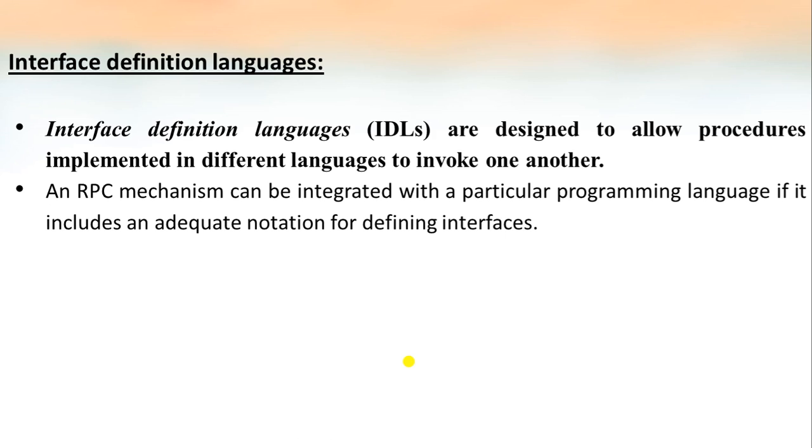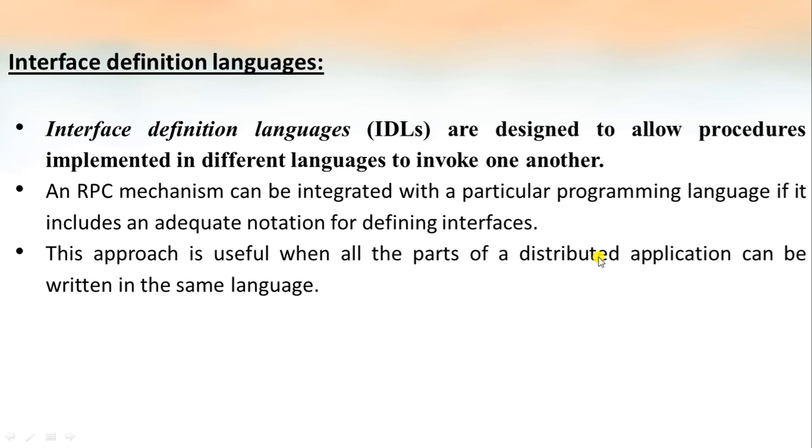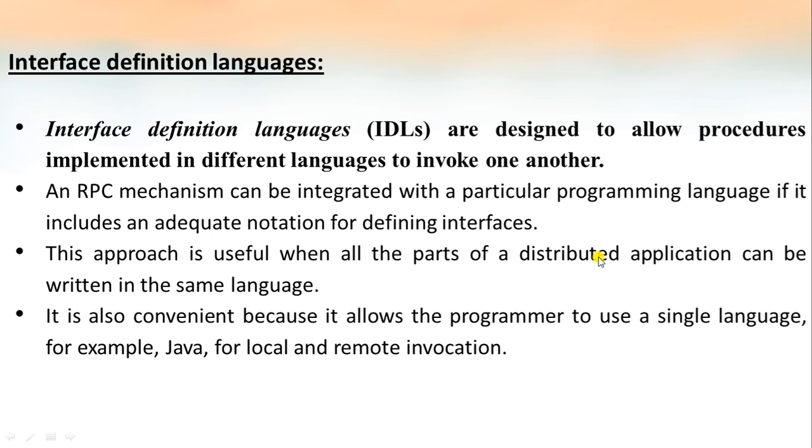An RPC mechanism can be integrated with a particular programming language if it includes adequate notation for defining interfaces. If there is a provision for defining interfaces, the RPC mechanism can be integrated with a particular programming language. This is useful when all parts of the distributed application can be written in the same language. It is also convenient because it allows the programmers to use a single language.